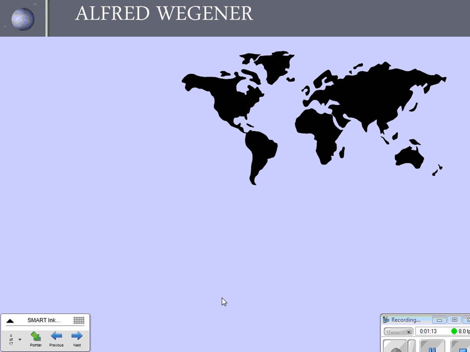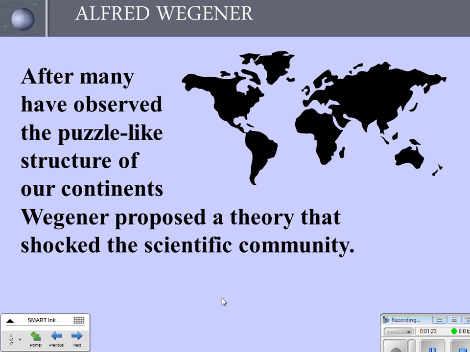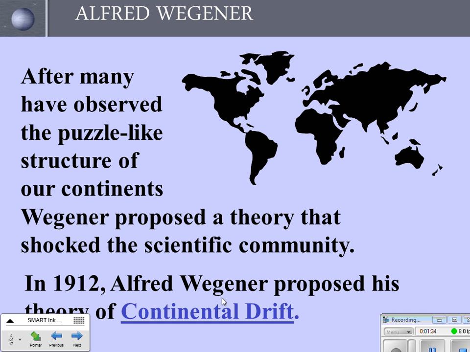Alfred Wegener. They talked a little bit about him in the How the Earth Was Made movie. After many have observed the puzzle-like structure of our continents, Wegener, he's a German guy, so the W is pronounced as a V, Wegener proposed a theory that shocked the scientific community. In 1912, Alfred Wegener proposed his theory of continental drift.